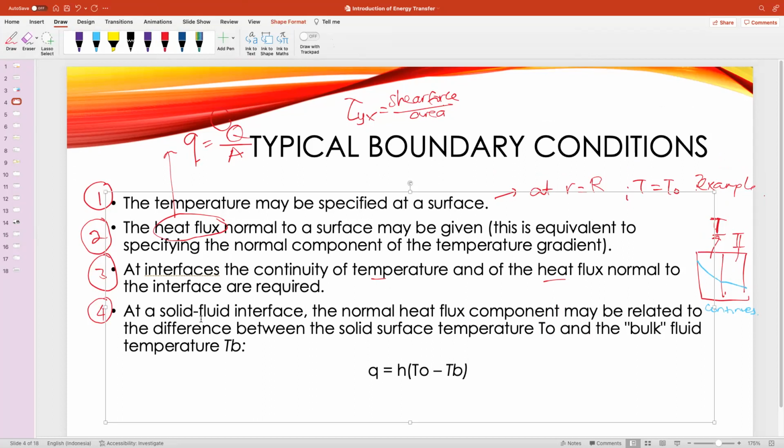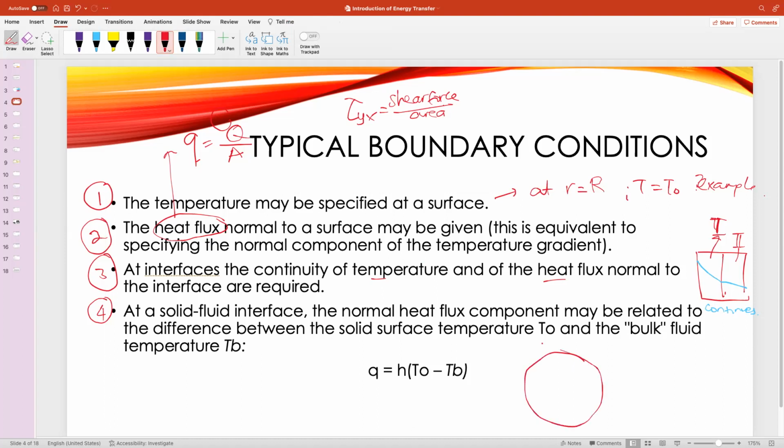Okay, so at the solid and fluid interface, the normal flux component may be related to the difference between the solid surface temperature, T0, and the bulk fluid temperature, TB. Let me give an example. For example, we have a ball or a sphere like that, and this is the surface, and also the area for the bulk. So this is the surface temperature, T0, and this is the bulk temperature, TB.